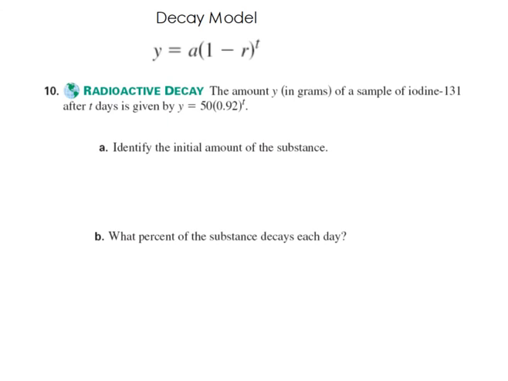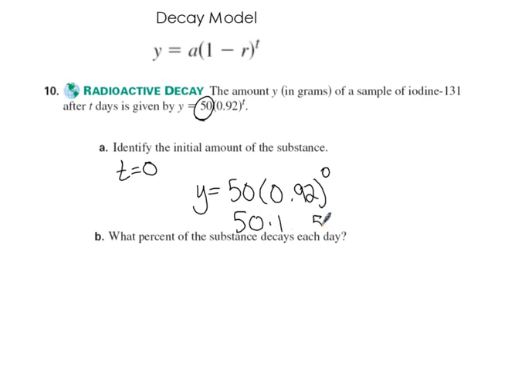Now, how do I know that? Well, because that a there is the initial amount, or what I could do is I could put t equal to 0 and figure out that, hey, this decimal of 0.92 to the 0 power turns into 1, or 50 times 1, I'm going to end up with 50 grams.